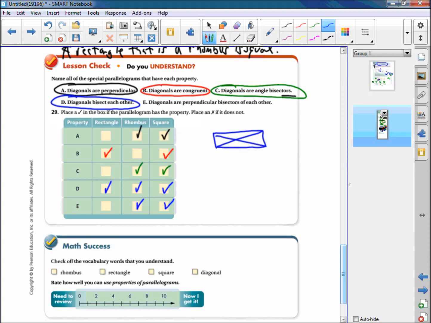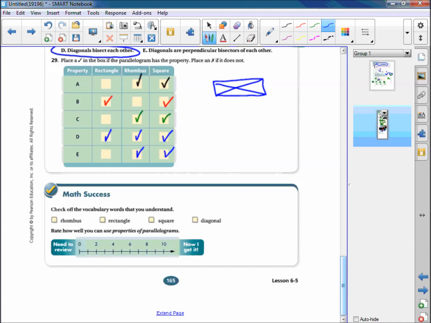Check off the vocabulary words that you understand. In this case, we should be getting pretty close to really understanding a rhombus and a rectangle and a square, and definitely diagonal. We've been working with that one for a while. And then where are you on using the properties of these special parallelograms?